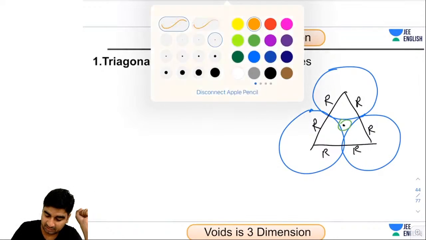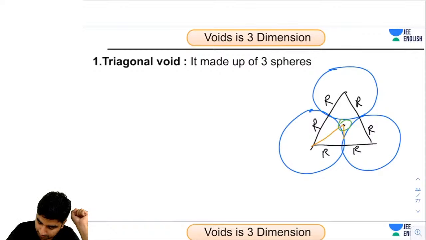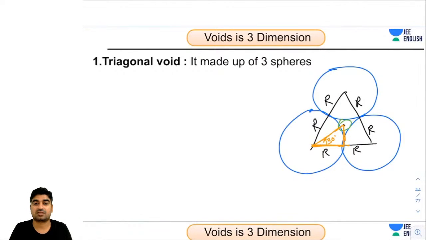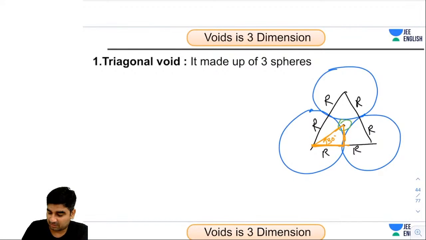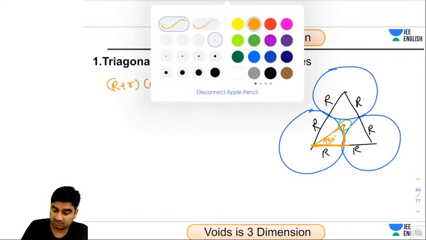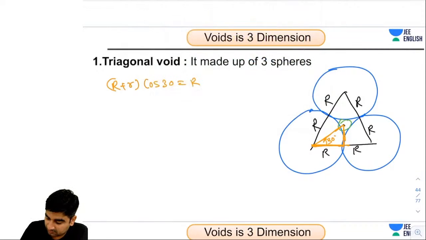So once you are connecting it, this angle would be 30 degree. This is R plus r. So now you can do this calculation easily. And this one is called void, and radius of void is small r. So cos 30, yes, tell me the value of cos 30.